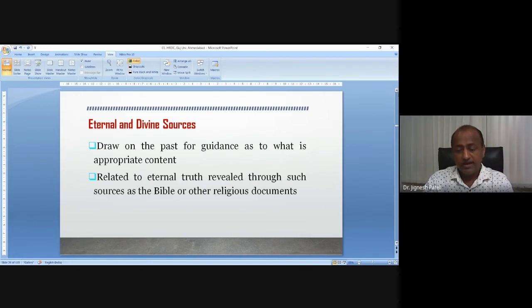The third one is eternal and divine sources. They draw on the past for guidance as to what is appropriate content. So, while thinking about the appropriateness of content, we have to focus on the eternal truth revealed through such sources as the Bible, Gita, Mahabharata, and Quran, and so on. So, a number of religious contents are there. We have to take the base of this kind of eternal and divine sources.